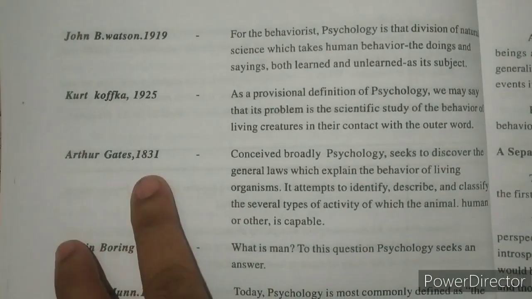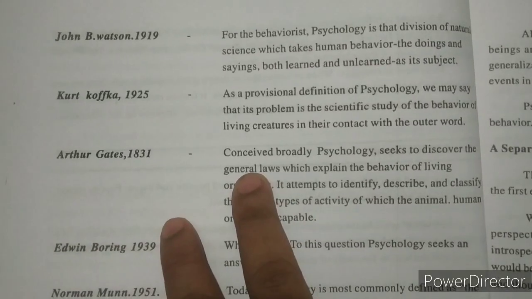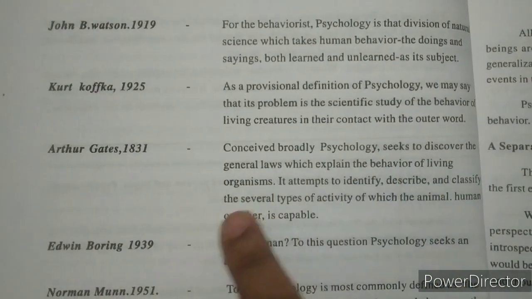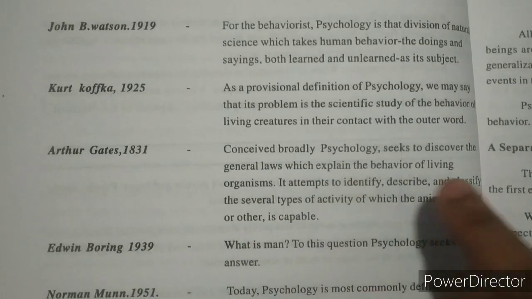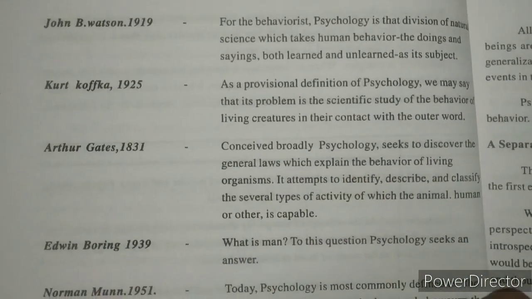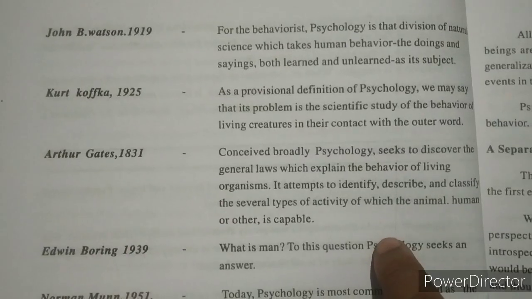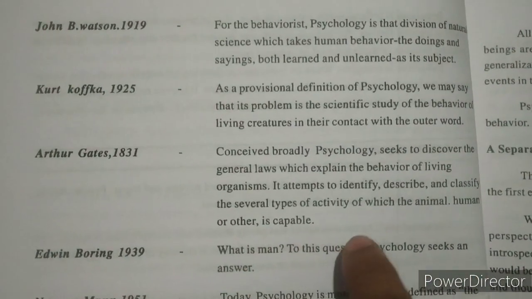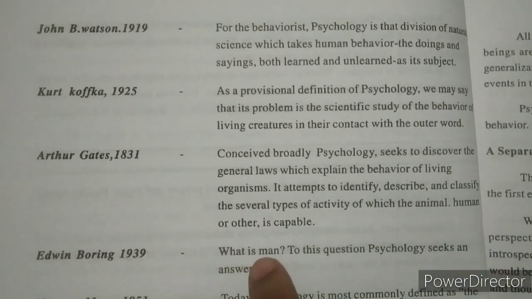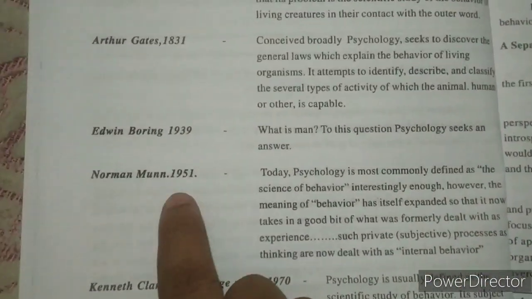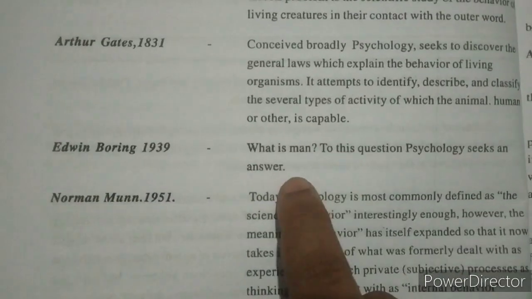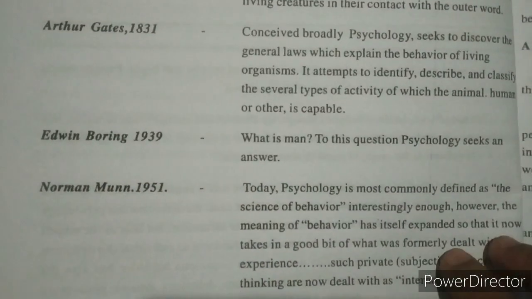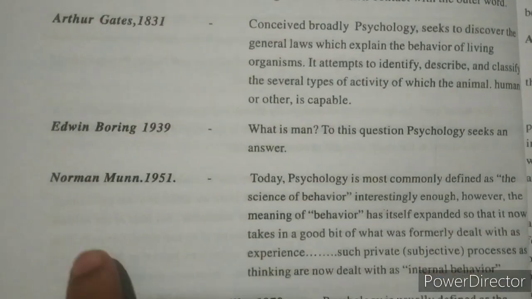Next, Arthur Gates in 1931 says that conceived broadly, psychology seeks to discover the general laws which explain the behavior of living organisms. It attempts to identify, describe and classify the several types of activity of which the animal, human and other, is capable. Next, Edwin Boring in 1939 says, what is man? To this question, psychology seeks an answer.